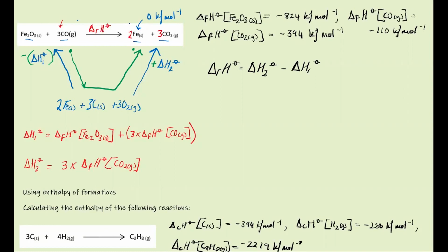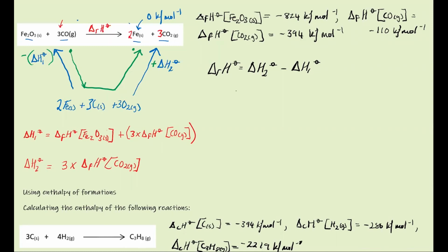You should start to see a pattern with the enthalpy of formation calculations or Hess cycles. It's always this delta H2, the one on the product side, minus the enthalpy of formations, or the sum of enthalpy of formations for the reactants. It's always this same routine. So let's go ahead and write those numbers.